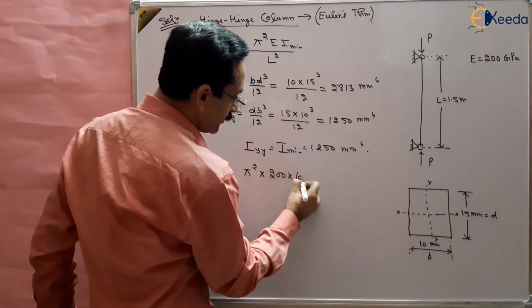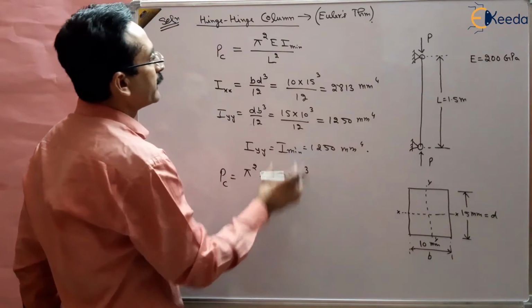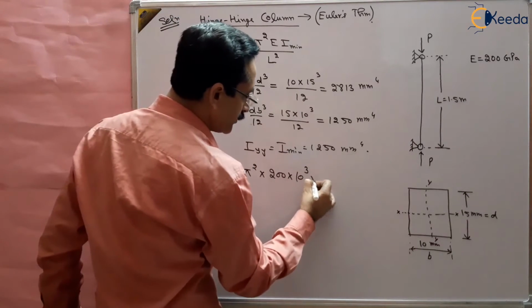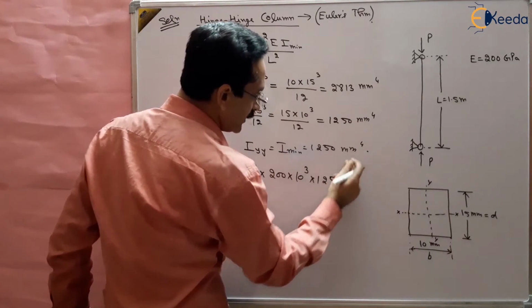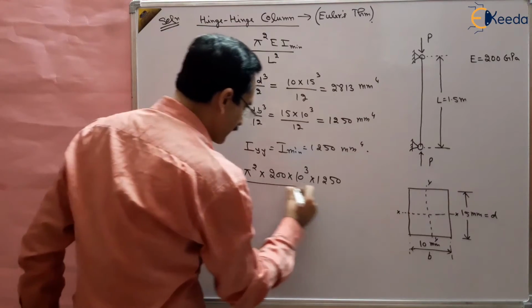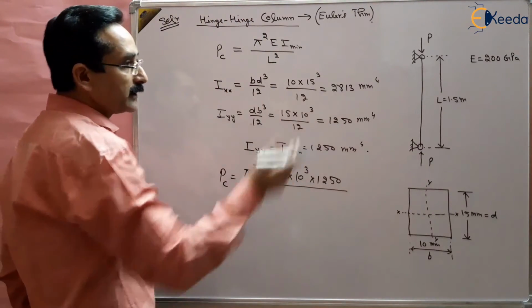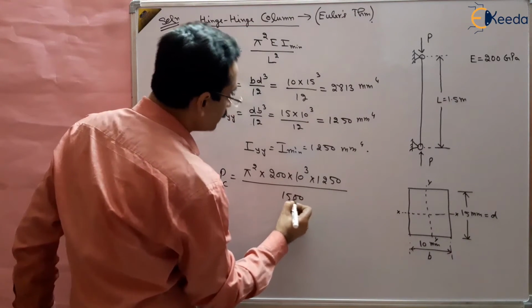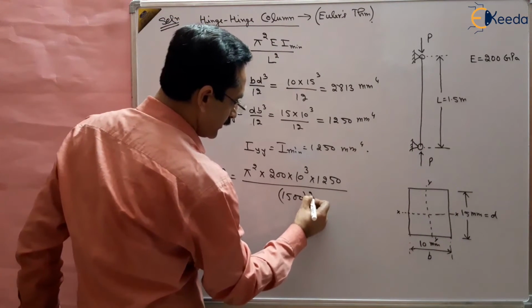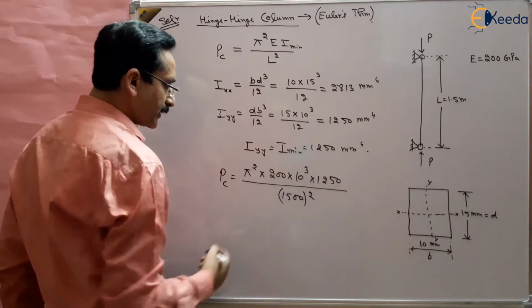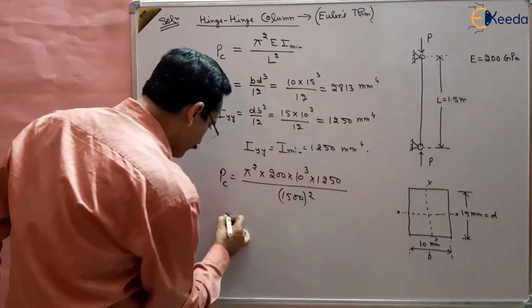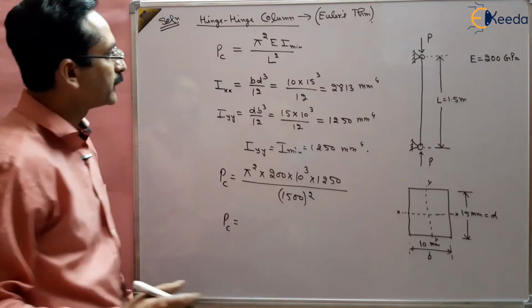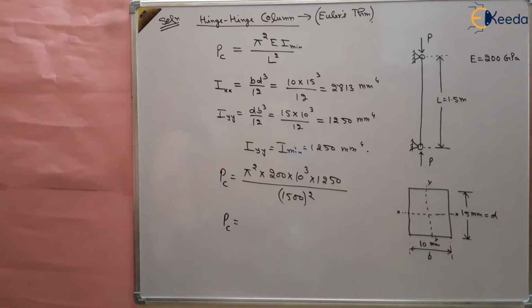So I have to convert it into megapascal, 10 power 3 multiplied. I minimum is 1250 already in millimeter to the power 4. Keep it as it is, divided by length in millimeter, that is 1500 square, right? So the answer will come in Newton, right? So solve it and get the value of the critical load.